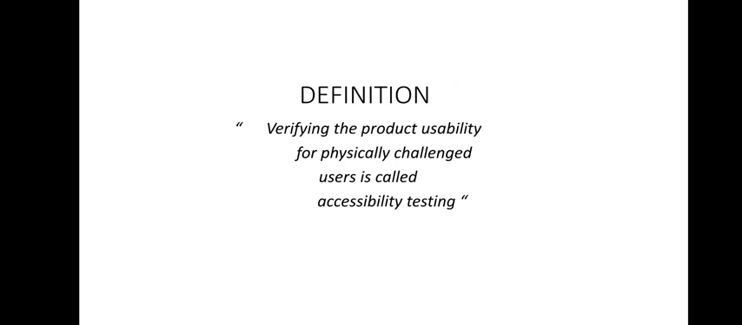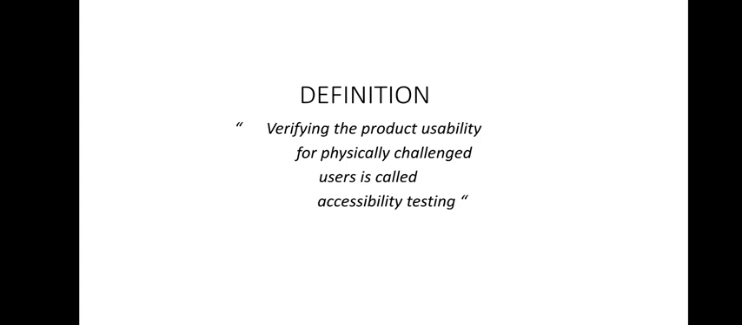Here you can see the definition: verifying the product usability for physically challenged people is called accessibility testing. As we discussed in the last lecture, there is one more category of people known as physically disabled people. That means those who are not able to see properly, move properly, or hear properly: hearing impaired, mobility impaired, and vision impaired people, whether partial or complete. We have to provide good usability options to them. Then we use a special kind of technique known as accessibility testing.